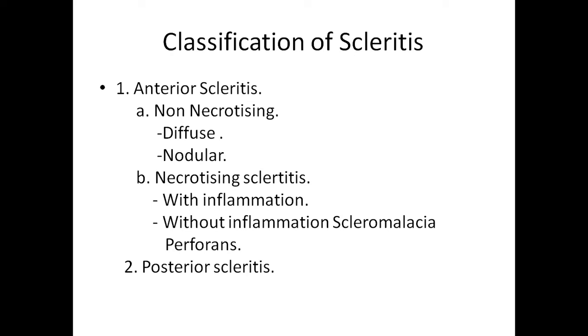Classification of scleritis: anterior scleritis and posterior scleritis. In anterior scleritis, you will have non-necrotizing, diffuse and nodular. Necrotizing scleritis with inflammation and without inflammation. So there are in total 5 varieties of scleritis. One is anterior non-necrotizing, diffuse and nodular, 2 varieties; necrotizing scleritis with inflammation and without inflammation; and posterior scleritis.